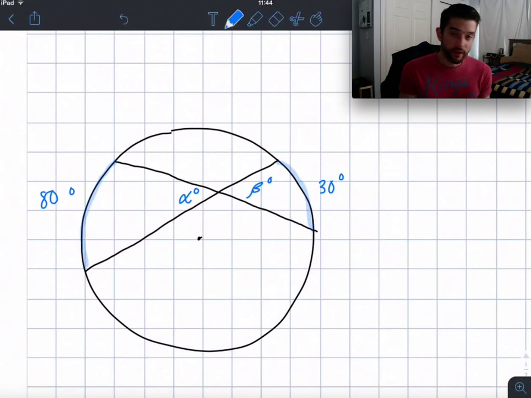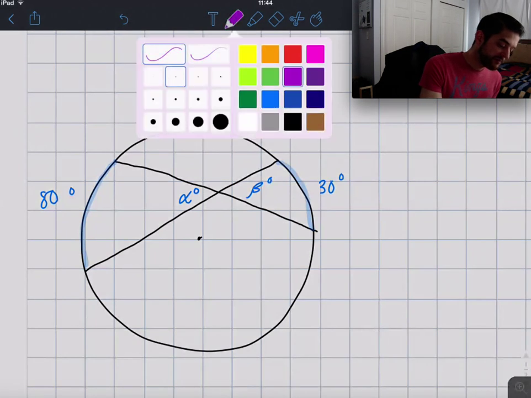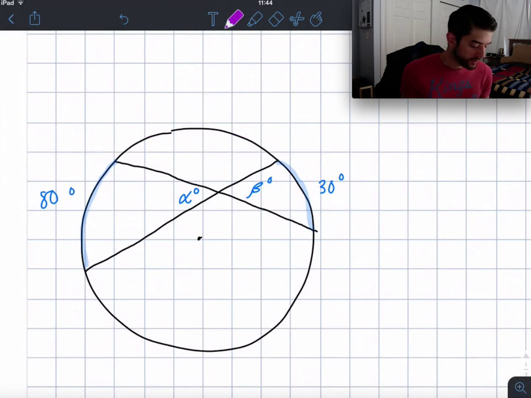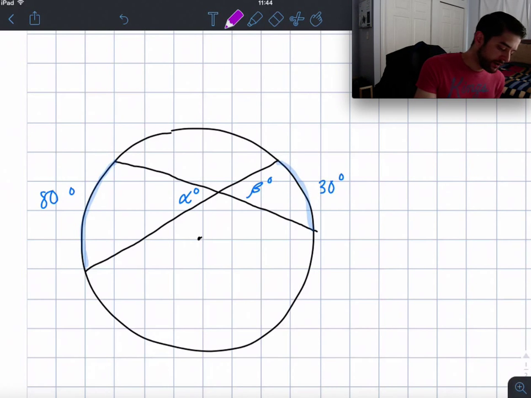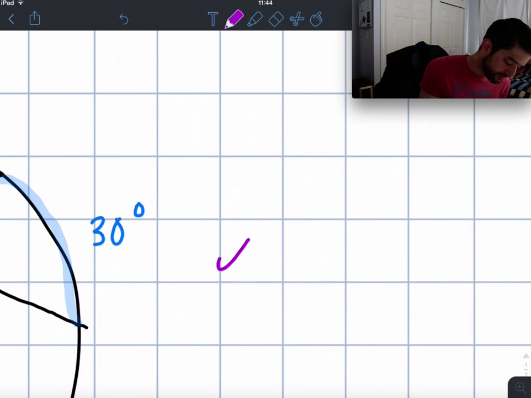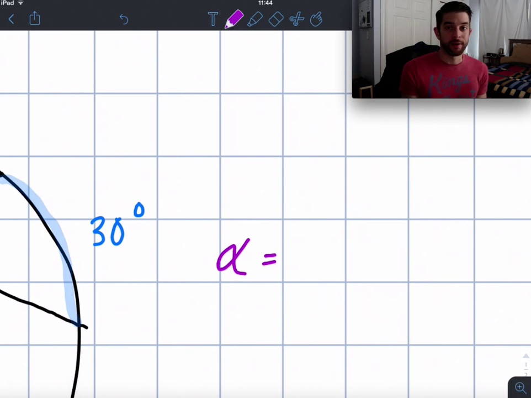You might notice that one of the arcs for alpha is bigger than the arc for beta. So I know that alpha can't equal 80, and I know beta can't equal 30, because alpha and beta are vertical angles, so they have to be the same. The way we find them is we average them. I'm going to write it in a very specific way because the next example gets a little weird. To find alpha, I'm going to take the bigger angle, add the smaller angle, and divide by 2.